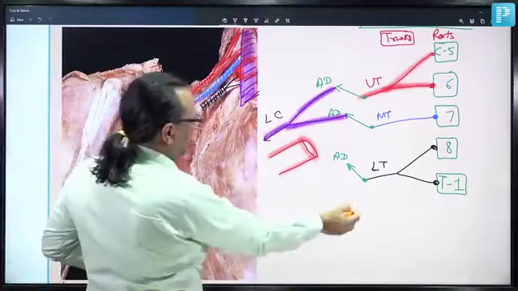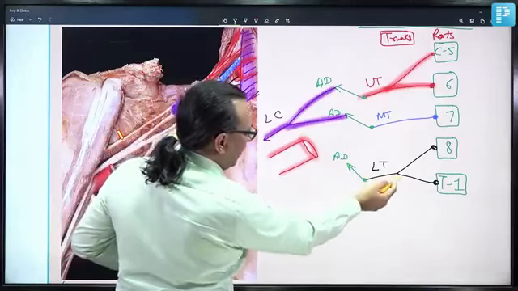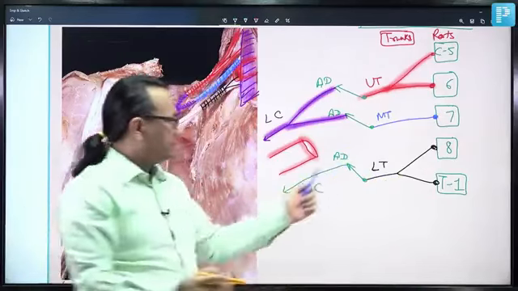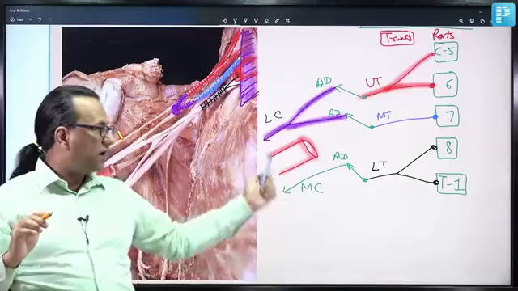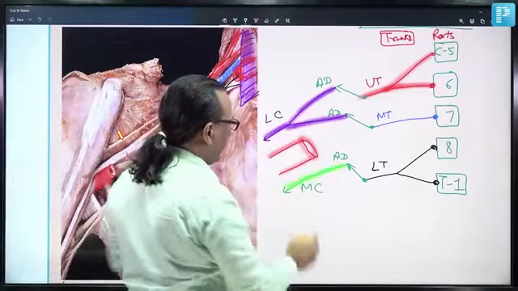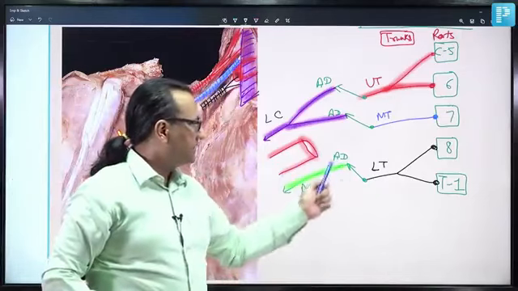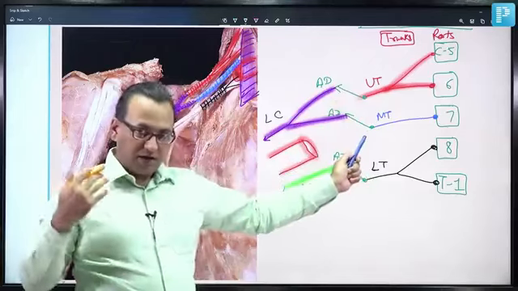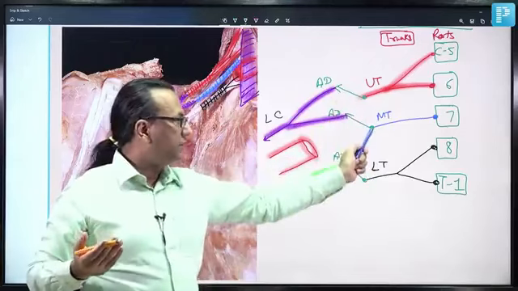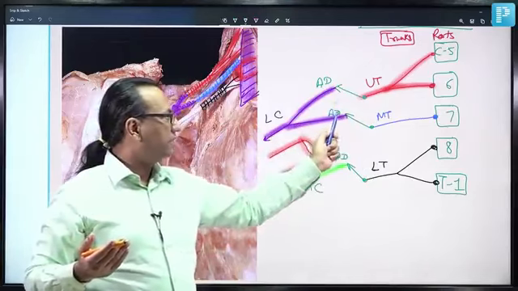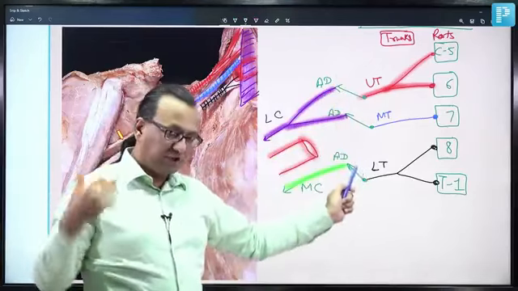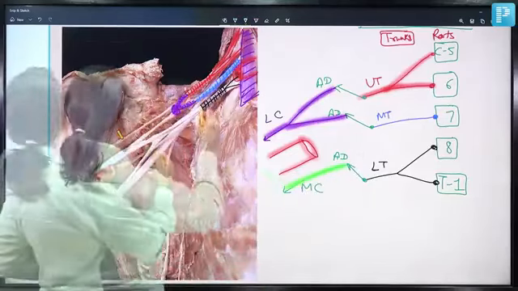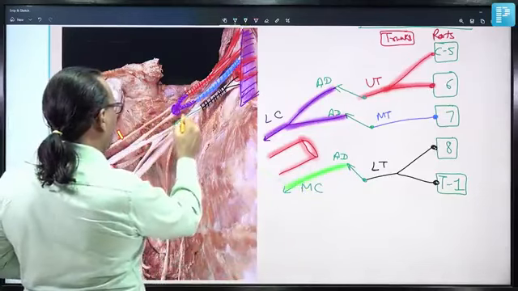Yes, let's do that. The anterior division of the lower trunk of the brachial plexus continues as the medial cord, lying medial to the axillary artery. So this is the medial cord of the brachial plexus, the continuation of the anterior division of the lower trunk. What happened to the anterior divisions of the upper and middle trunks? They have joined to form the lateral cord, whereas the anterior division of the lower trunk just continues as the medial cord. Let us show that here now. And this is the medial cord of the brachial plexus.